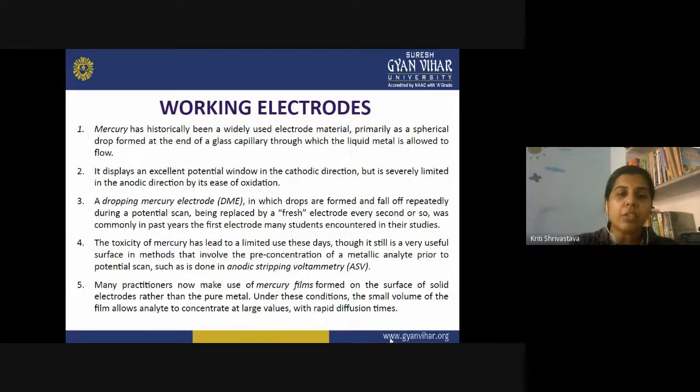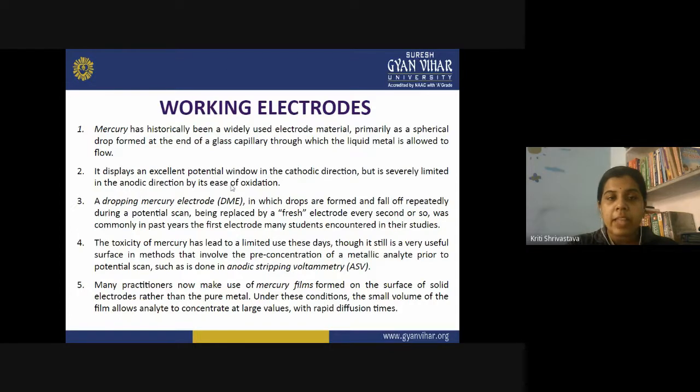Then we can also use mercury, and mercury has historically found a place in the techniques of polarography and voltammetry. It was primarily used as a spherical drop formed at the end of a glass capillary through which the liquid metal is allowed to flow. And we call it what? This is called the dropping mercury electrode. So, the dropping mercury electrode is very common in these techniques.